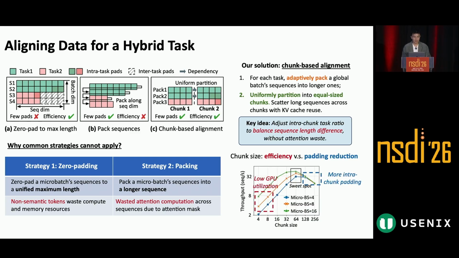To determine the chunk size, we observe a trade-off between compute efficiency and padding reduction. A smaller chunk size reduces padding but may undermine utilization, while oversized chunks would insert more intra-chunk padding. In our practice, we set the chunk size to 16.4.